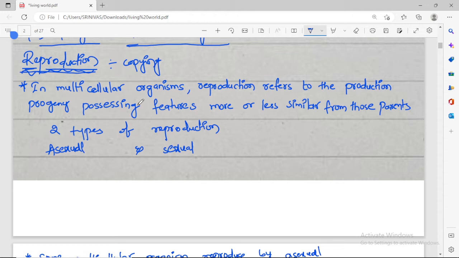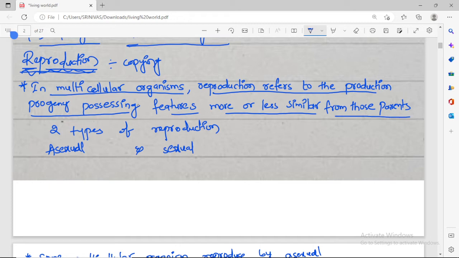First we see reproduction in multicellular organisms, next unicellular organisms. Reproduction refers to the production of progeny possessing features more or less similar to those of the parents. Progeny possessing features means traits. Traits are hereditary, more or less similar to parents or grandparents or relatives.